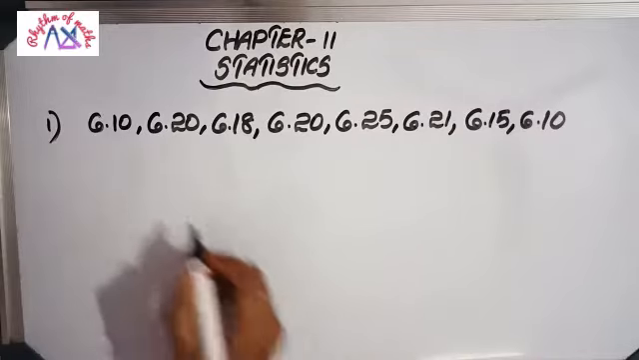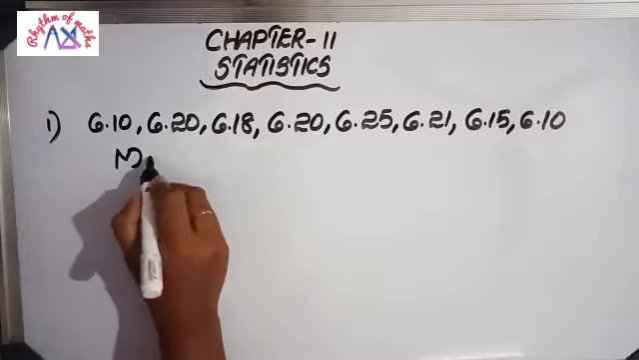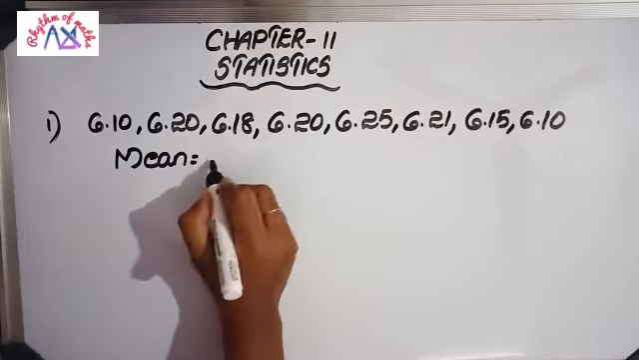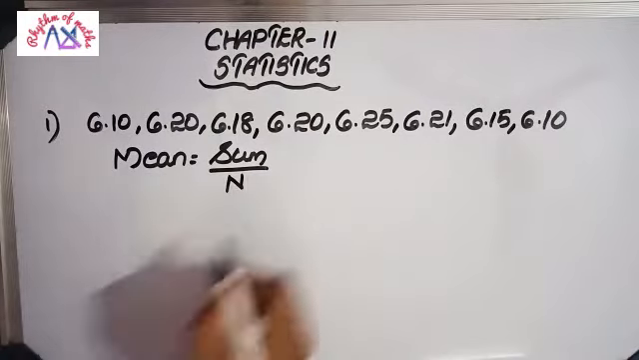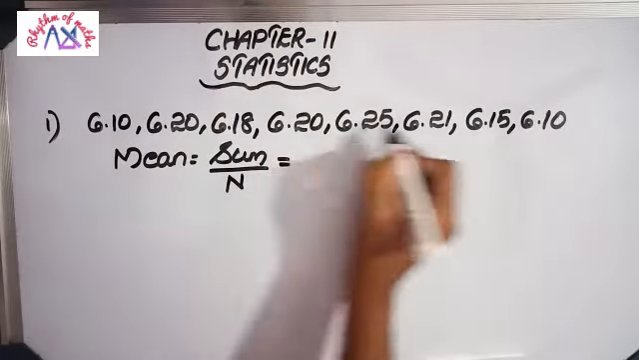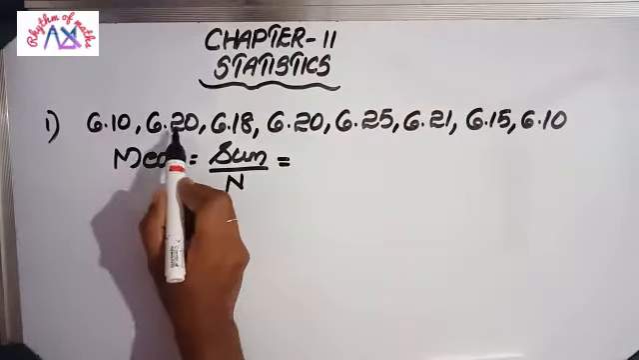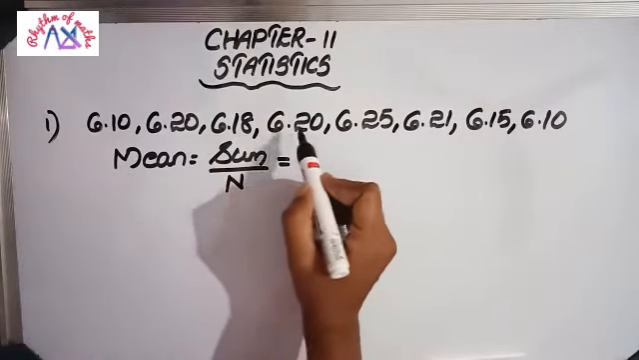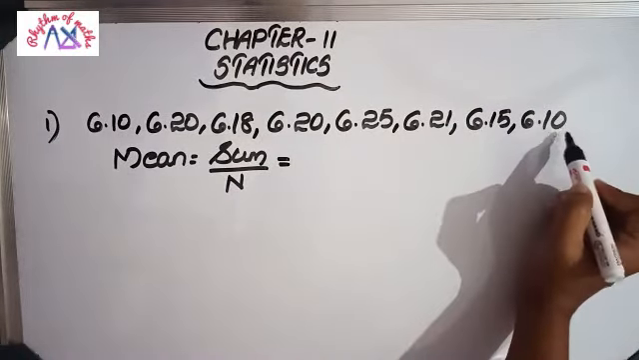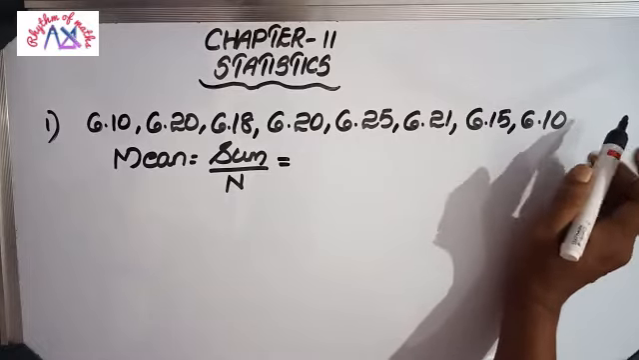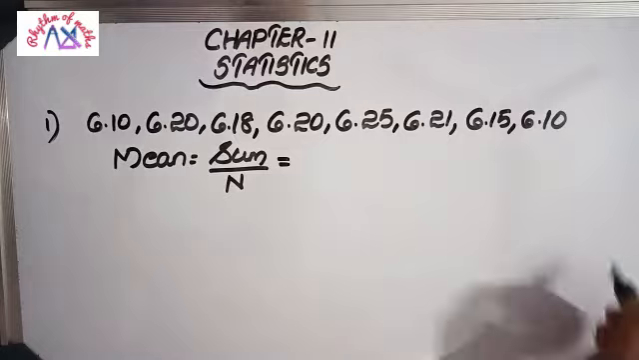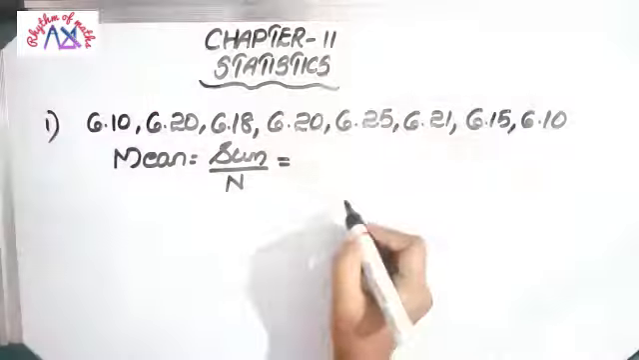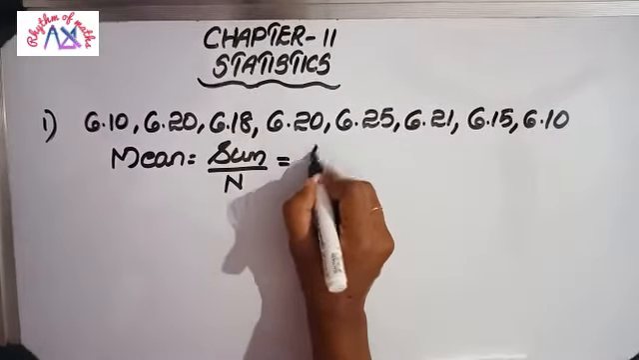So what is the equation for mean? Mean equation is sum by total number n. So here sum means you have to add all these: 6.1 plus 6.2 plus 6.18 plus 6.2 up to 6.10. Try to do the calculation. Just write one by one and add all these numbers. Then you will get the answer.